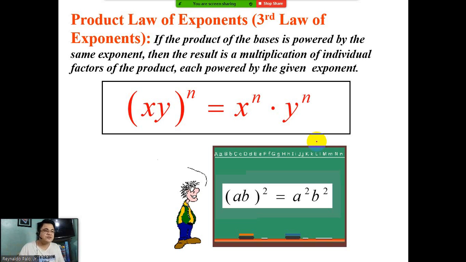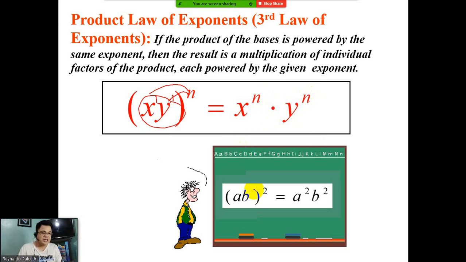If the product of the bases is powered by the same exponent, then the result is a multiplication of individual factors of the product, each powered by the given exponent. What do you mean by this? So we have a product inside, that's why we call it product law. Product inside. Then if this is the case, as you can see, we have an exponent of 1. Still, you need to multiply the exponent outside the grouping symbol to the exponents inside the grouping symbol. It will give you a result of x raised to the power of n times y raised to the power of n.